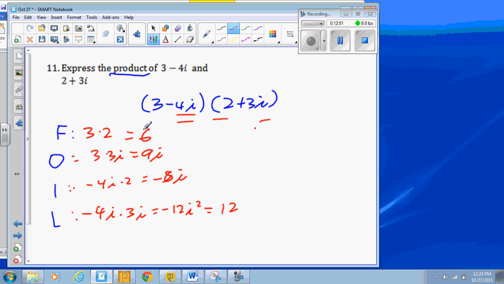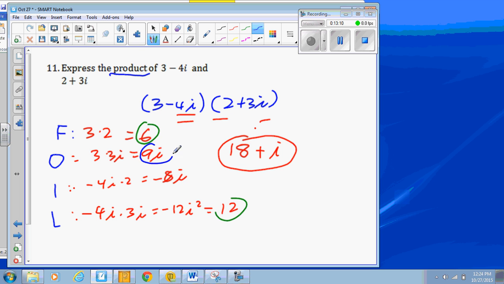So now I'm going to combine the terms together. That's going to be 18 plus I. Okay, 6 plus 12 is 18. And 9I minus 8I is 1I. So there's my answer for number 11.